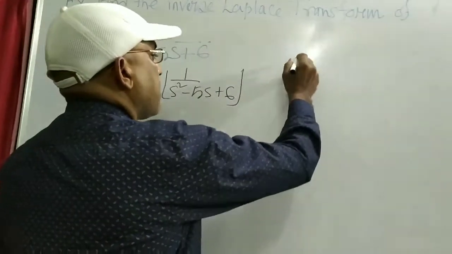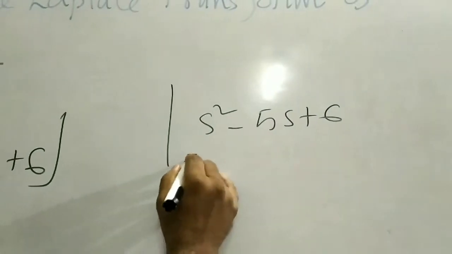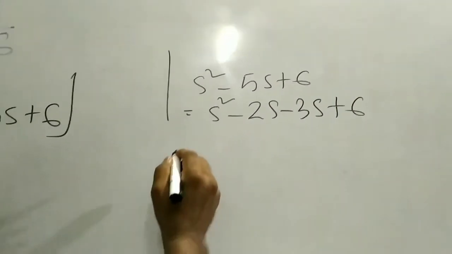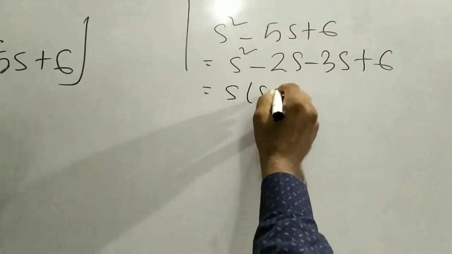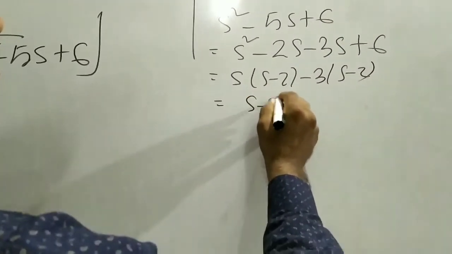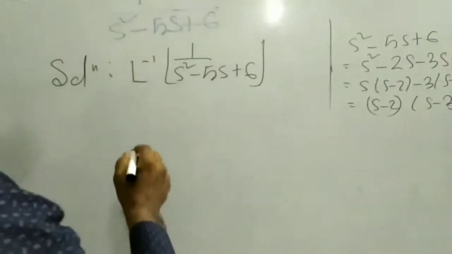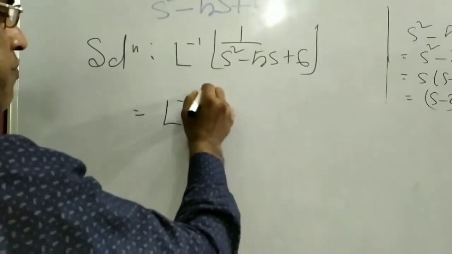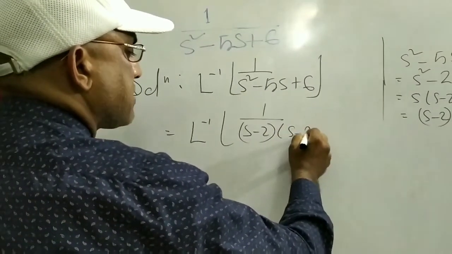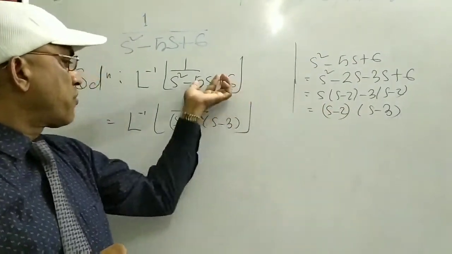First we factorize this s square minus 5s plus 6. This equal to s square minus twice s minus thrice s plus 6. Middle term break, s common, s minus 2, 3 common, s minus 2, and s minus 2 common, s minus 3 we get. So if we factorize, we get this. Now we write in factor form 1 by s minus 2, s minus 3 we get. This line is clear. Just putting this result here.